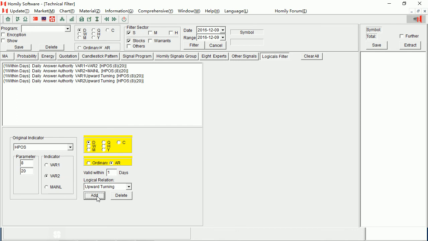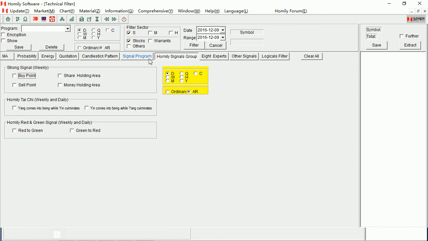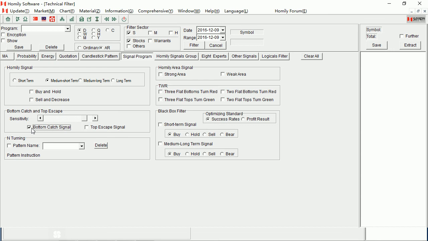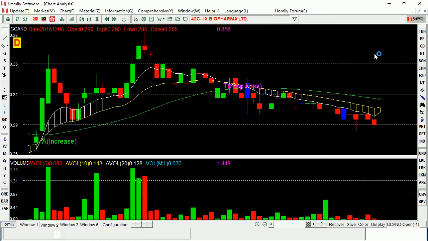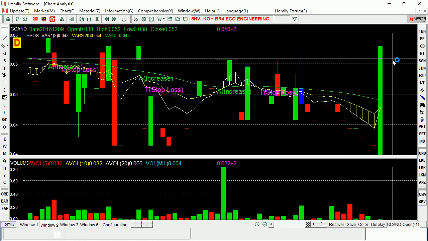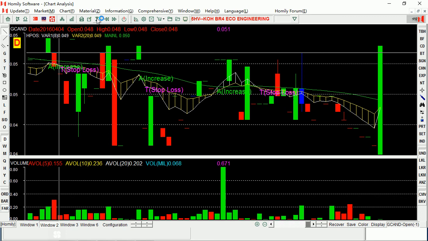Okay, the next one, we click the holding signal program, the bottom catch signal. You just click filter. Then let's see whether it can filter some stocks or not. This one good or not? Not good, right? Cannot buy. Can this one buy or not? No volume. So wait and see. This one cannot. Can this one buy or not? No volume.